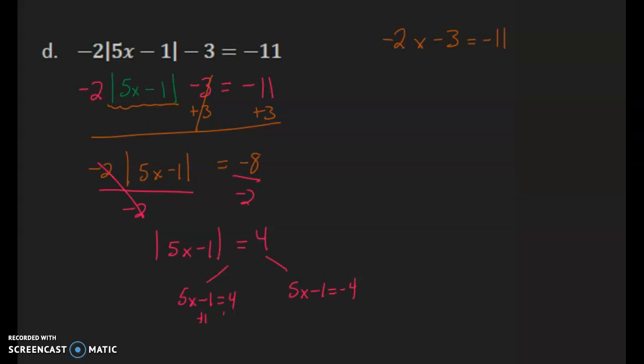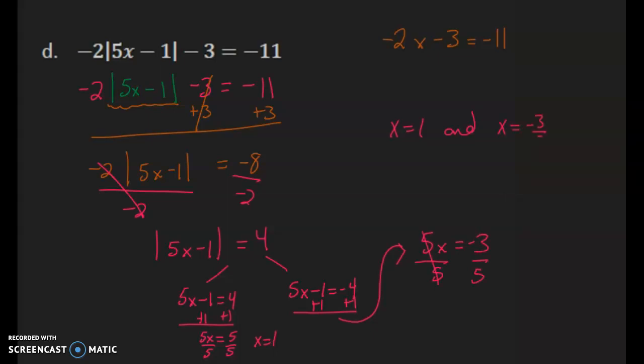So I'm going to add the 1, and I get 5x equals 5, and divide by 5. So x equals 1. That's one solution. And over here, I'm going to add the 1. I'm going to go ahead and move here so you can see it better. And I get 5x equals negative 3. I'll divide by 5. So I get x equals negative 3/5. And those are my 2 solutions.